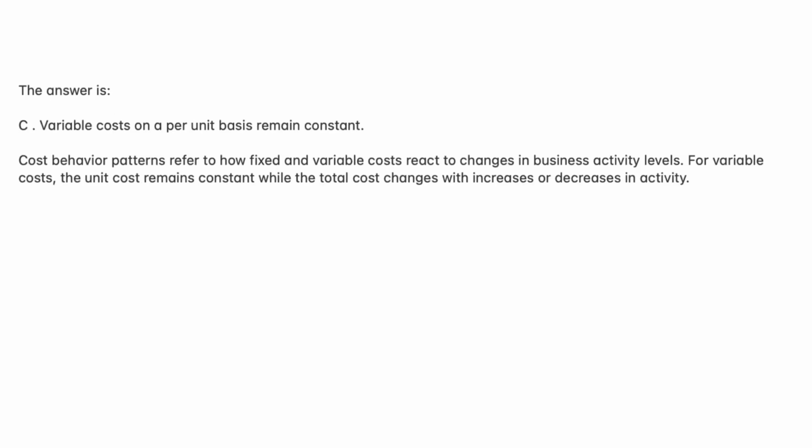The answer is C. Variable costs on a per unit basis remain constant. Cost behavior patterns refer to how fixed and variable costs react to changes in business activity levels. For variable costs, the unit cost remains constant while the total cost changes with increases or decreases in activity.